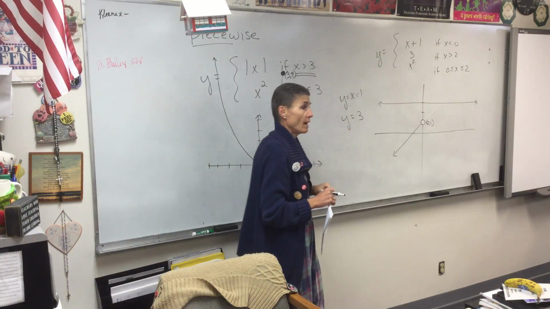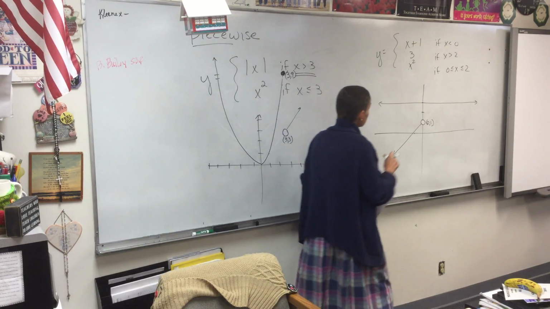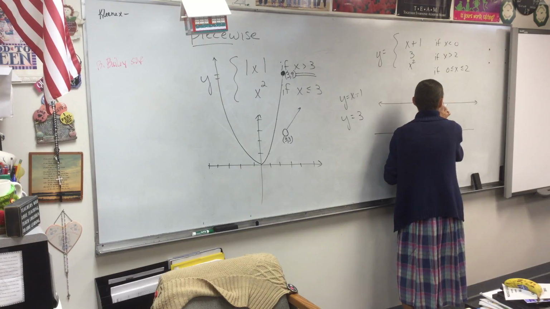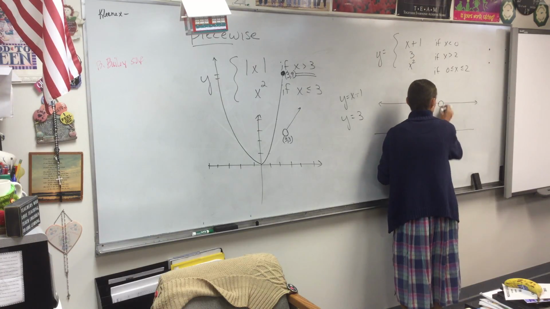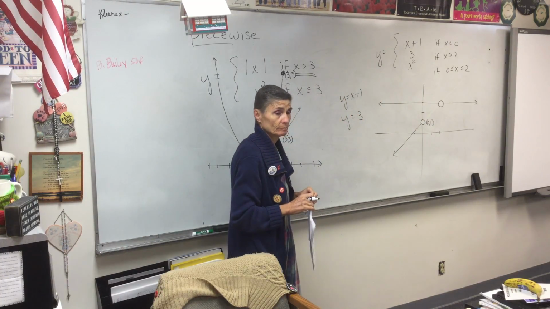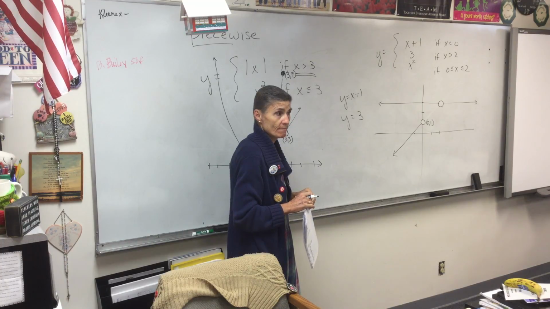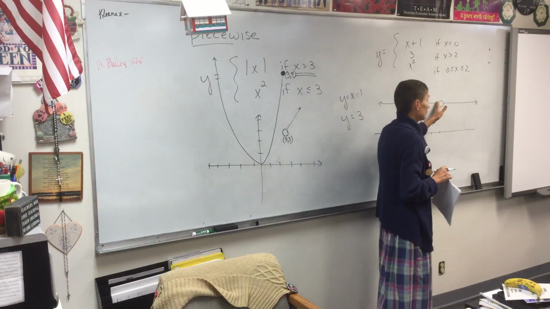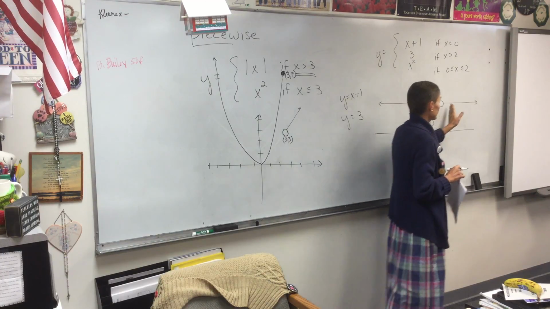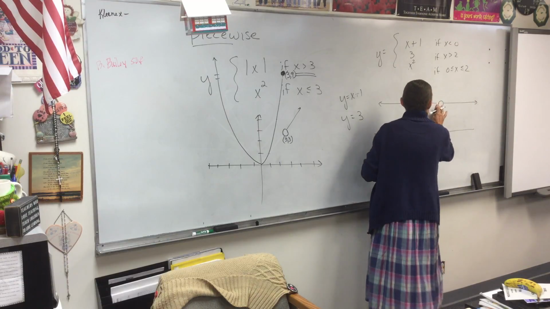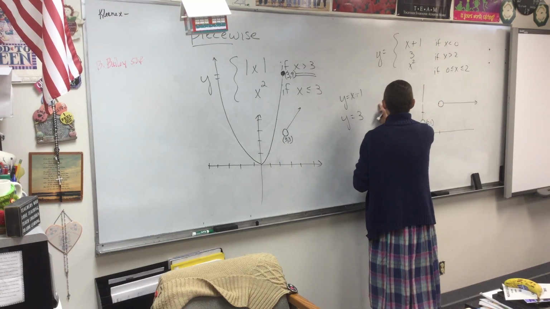I don't want that whole line though. I want the piece that starts where x is 2. So that would be right here where x is 2. Right? Now, do I want the left piece of that line or do I want the right piece of that line? Look right here. I want the right piece. So I'm going to get rid of all of that.